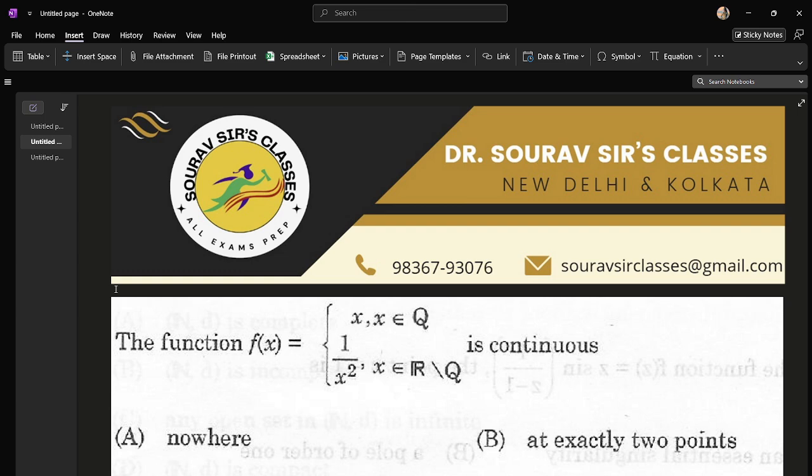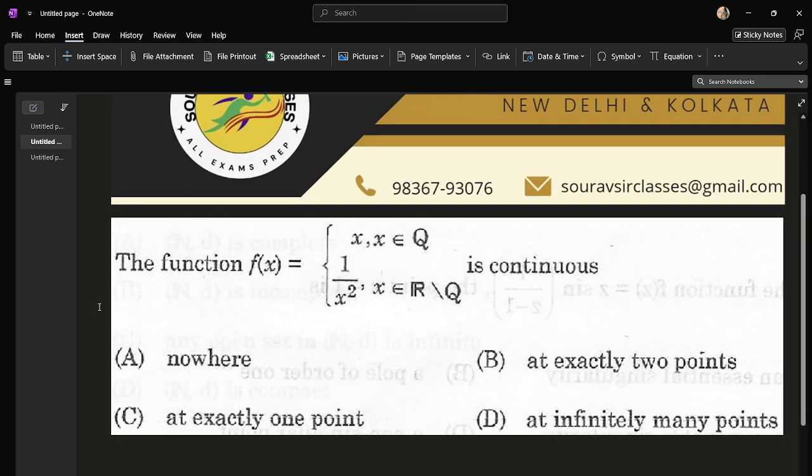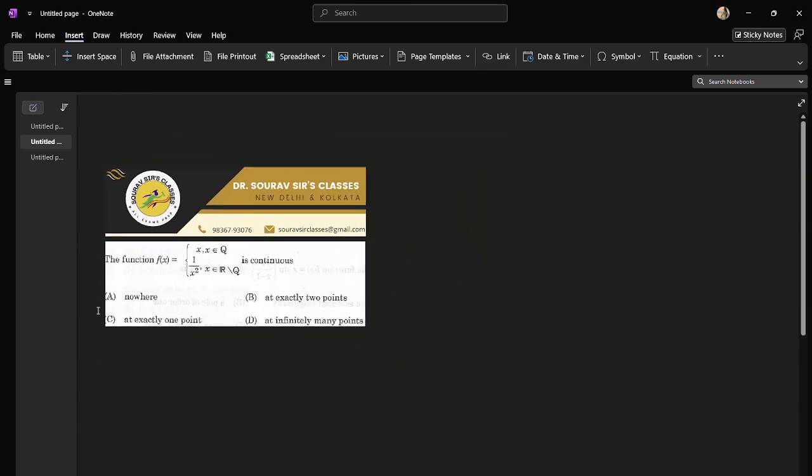Thank you guys. So now we are going to solve a mathematical problem which appeared in the PUMDET in the year 2024. The question is telling us that the function f(x) equals x when x is rational, and 1 by x square when x is irrational, is continuous. There are four options here: nowhere, at exactly 2 points, at exactly 1 point, and at infinitely many points. Okay, so this is a very easy question, I think.